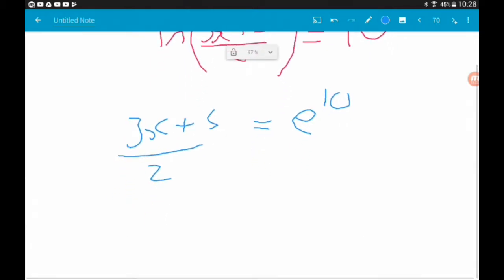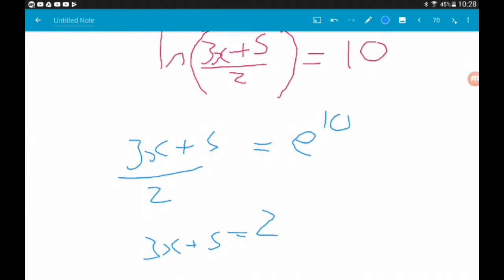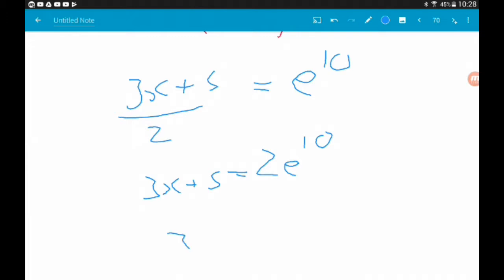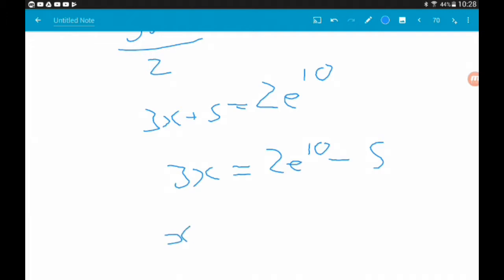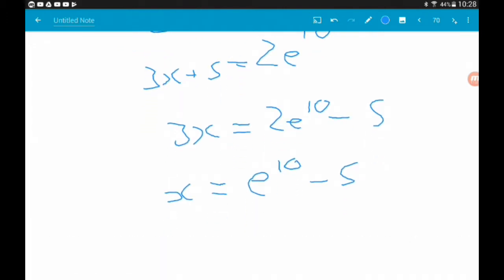So if we multiply by 2, 3x + 5 is 2 lots of e to the 10. Subtract 5, 3x equals 2e^10 minus 5, and then divide by 3, x is (2e^10 - 5) all divided by 3. And I'm just going to leave that in exact form, so in terms of e.